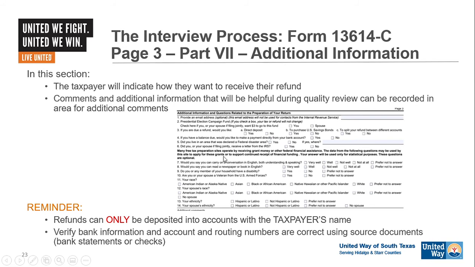There are also other additional questions, like if they want to contribute the $3 to the presidential election campaign. And here's a reminder: refunds can only be deposited into an account with the taxpayer's name. Verify that the bank information, account and routing numbers are correct using source documents, bank statements, or checks. So please note down the bank name, the routing number, and the account number.